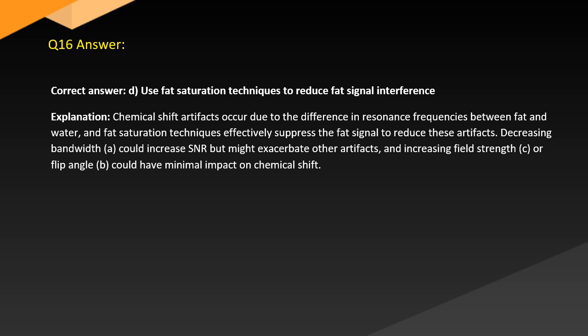Answer. Correct answer: D. Use fat saturation techniques to reduce fat signal interference. Explanation: Chemical shift artifacts occur due to the difference in resonance frequencies between fat and water, and fat saturation techniques effectively suppress the fat signal to reduce these artifacts. Decreasing bandwidth, A, could increase SNR but might exacerbate other artifacts, and increasing field strength, C, or flip angle, B, could have minimal impact on chemical shift.